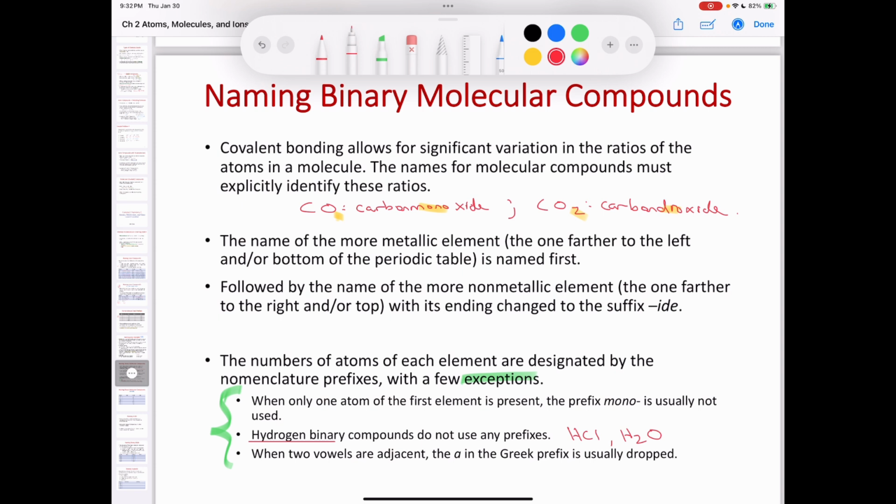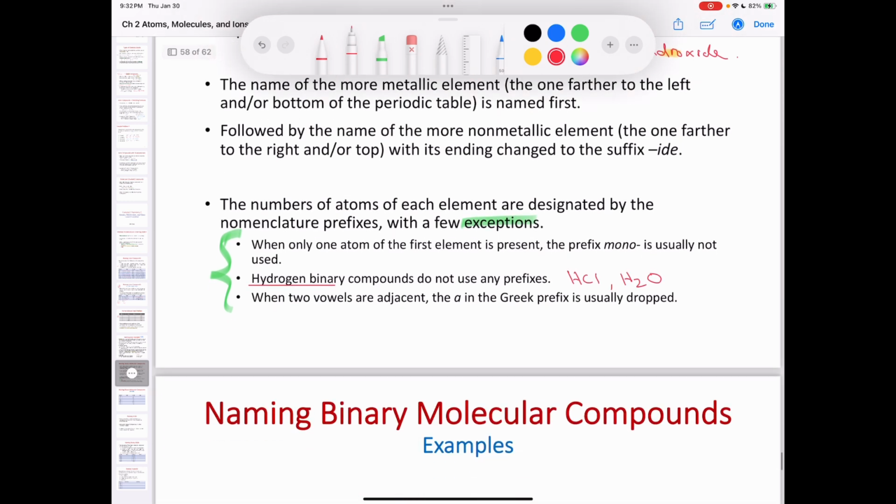And then if you have 2 vowels that are adjacent, then the A in the Greek prefix is usually abandoned. So let's say you had something like N2O4. If we had N2O4, you'd call this dinitrogen, but you wouldn't call it tetraoxide, okay? It says here the A is usually dropped. So instead of calling that, you would call it dinitrogen tetroxide, like that.